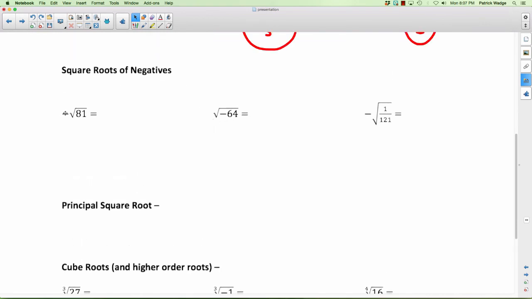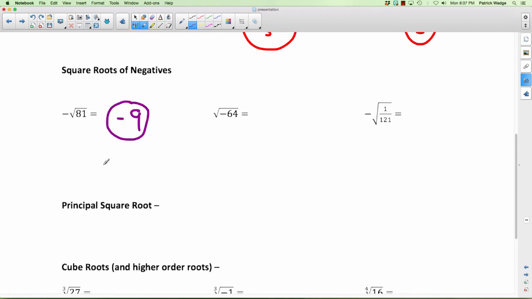Okay, if the negative's out front here, it's not a big deal. All it means is your answer is going to be negative. So you're going to take the square root of 81. What number multiplies by itself to give 81? 9. 9 times 9 is 81. And it's negative, so put a negative on it, you're finished.